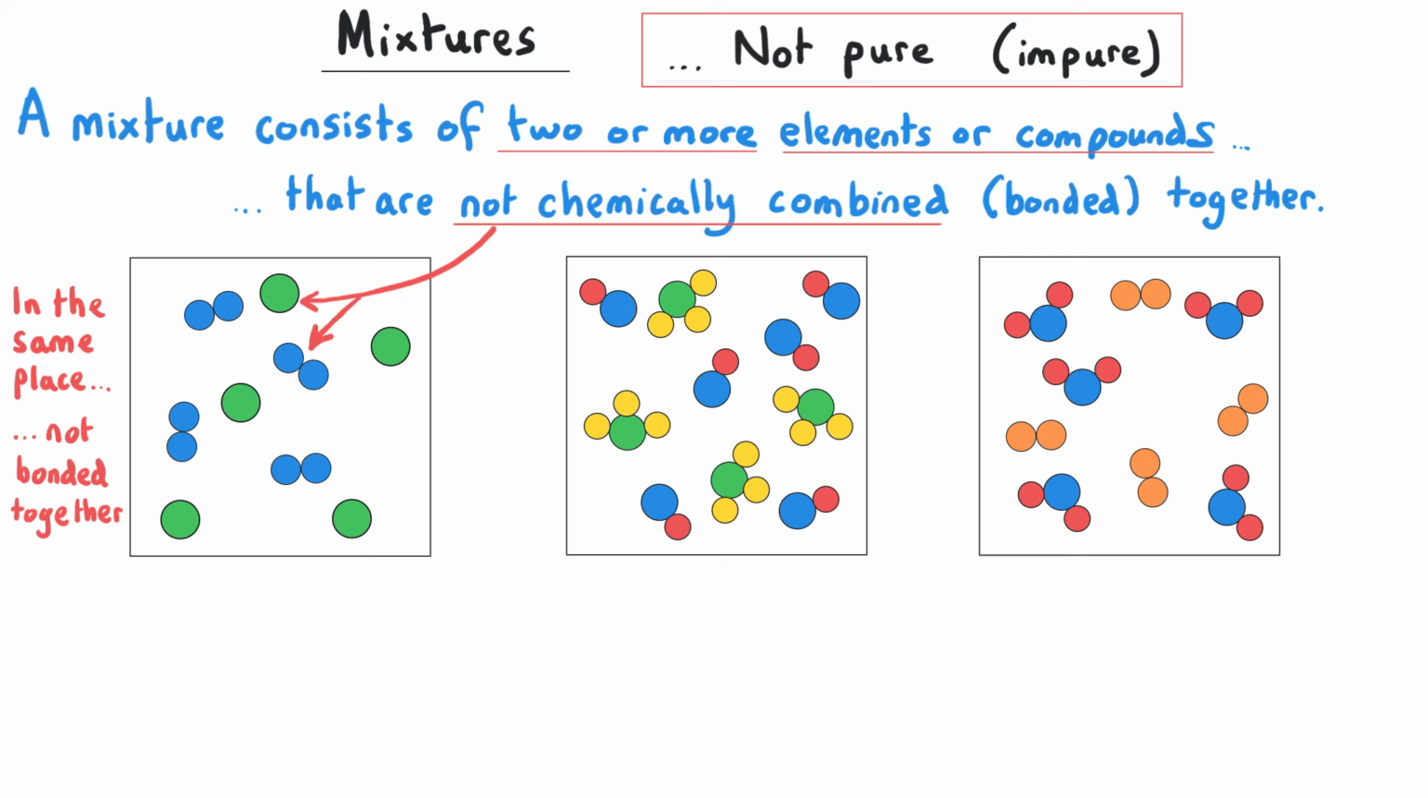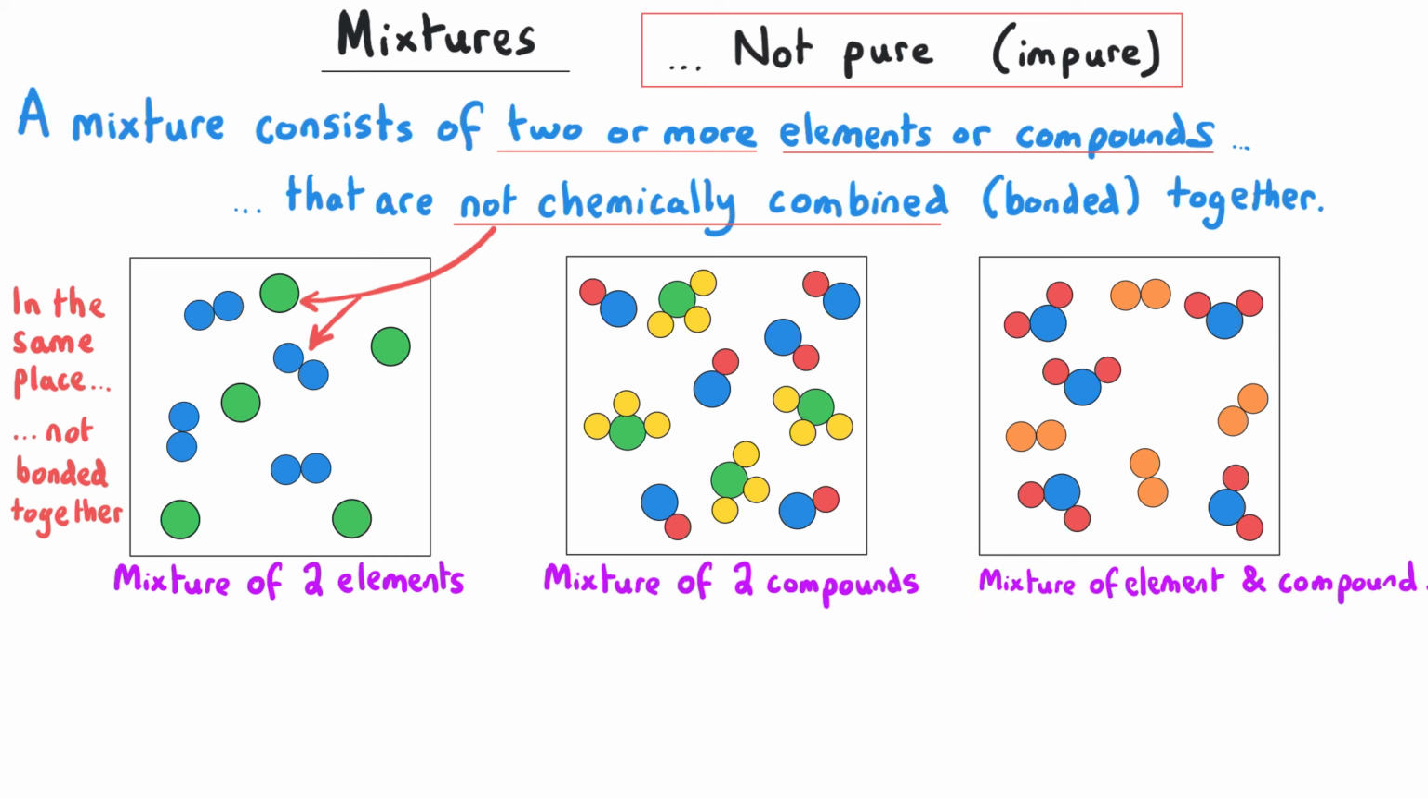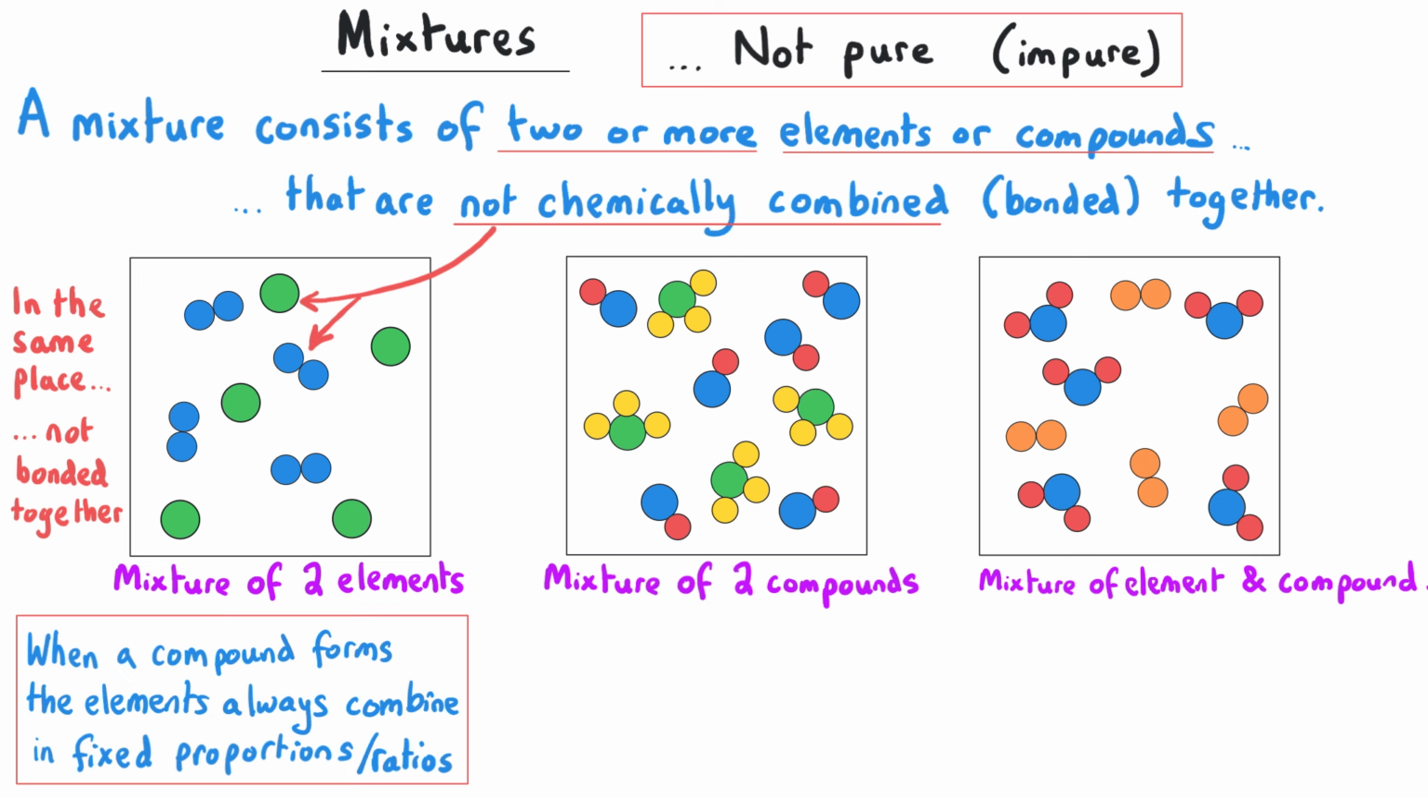In the left-hand diagram, we've got a mixture of two different elements in the same place but not chemically combined. In the second example, we've got two different compounds that aren't bonded together, they're just mixed together. And then in the third diagram, we've got an element and a compound mixed in the same place. In compounds, the elements always combine in fixed proportions or in a fixed ratio.